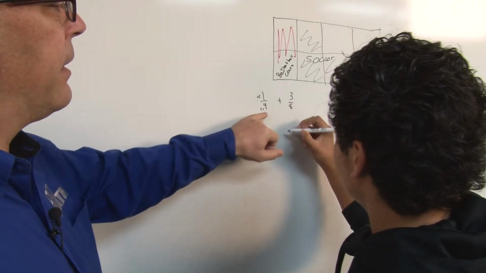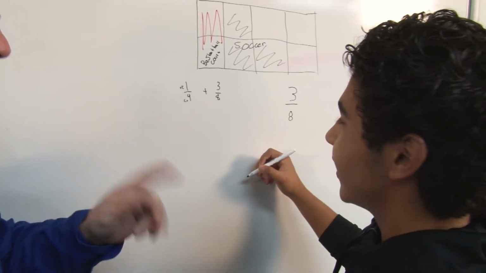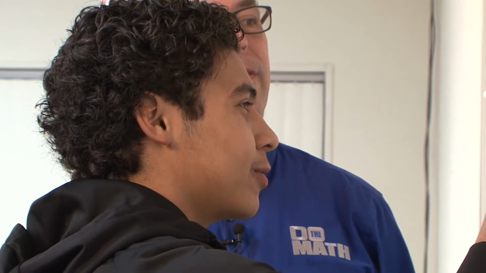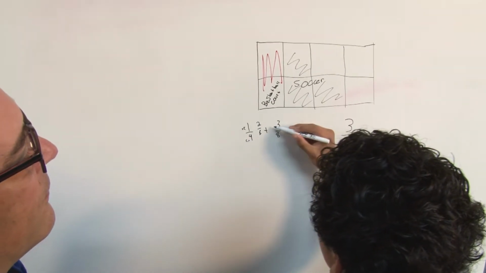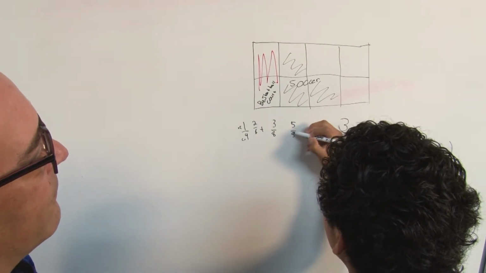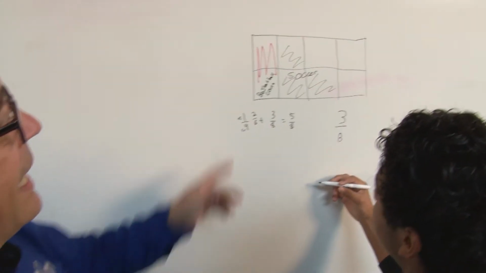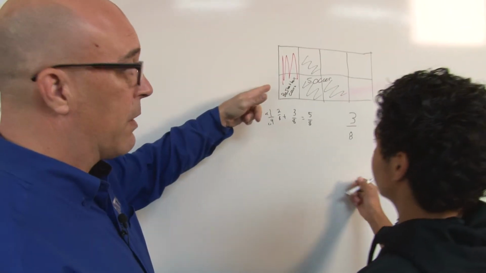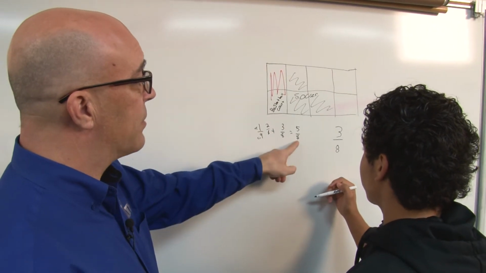And what are you doing right here? Because I know what you're doing, but for kids that are just learning this process. Oh, we have to get a common denominator. Right. So 2/8, 5/8. Right. So we had 2/8, which was the same as 1/4. We added 3/8, so you had 5/8 altogether.